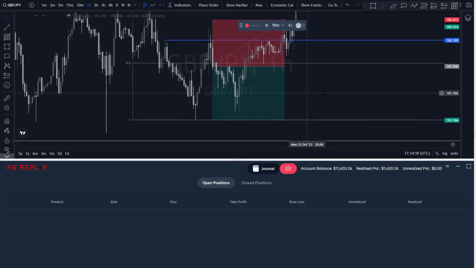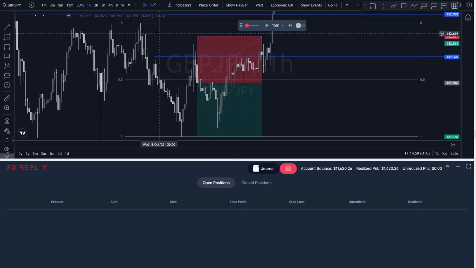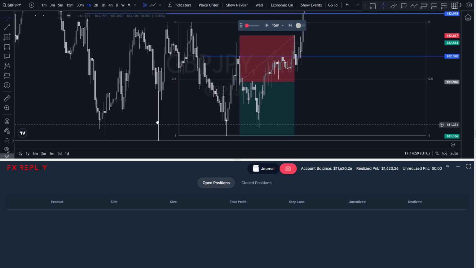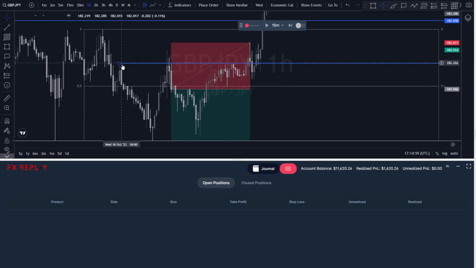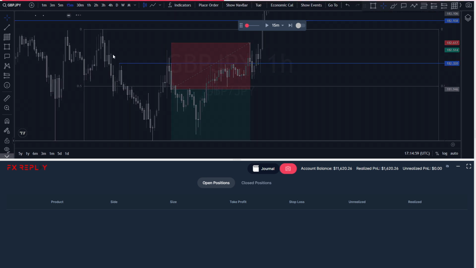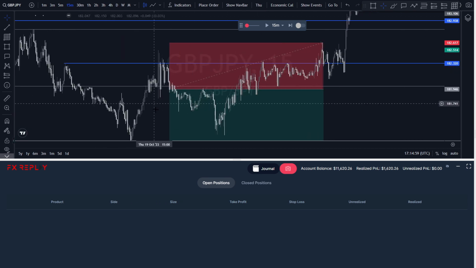Next trade was a loss, and the reasons why I entered was 3-hour equilibrium from the swing high to the swing low, since we're in a downtrend right now. And right here it took out this area of liquidity, and on the breaker structure I entered right here.